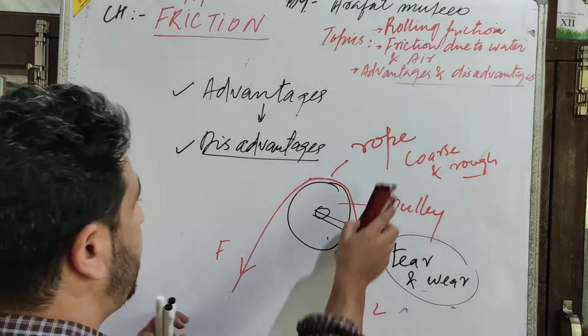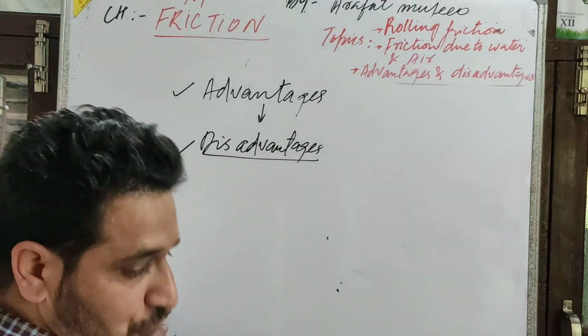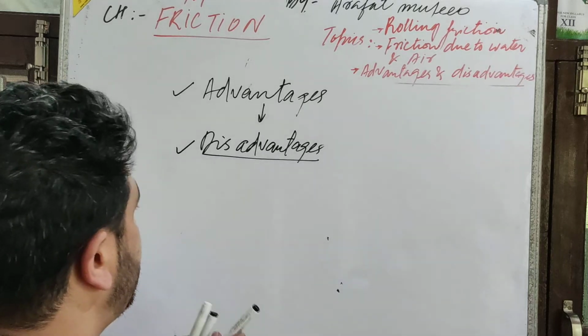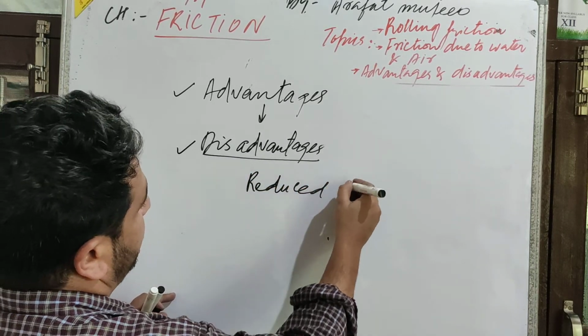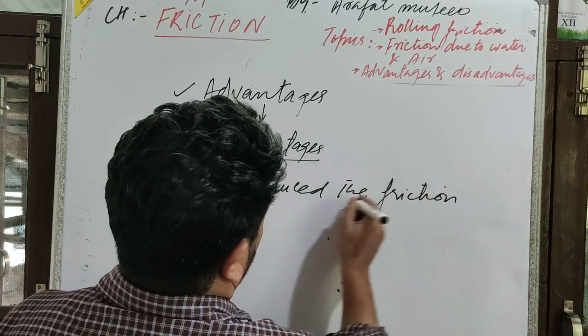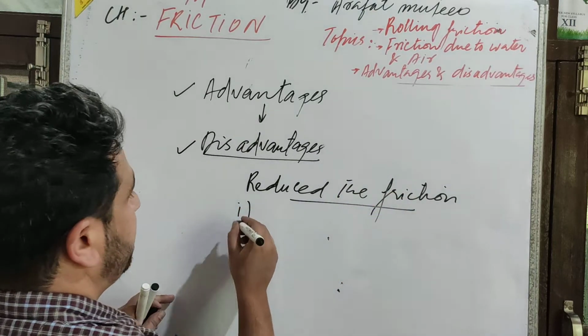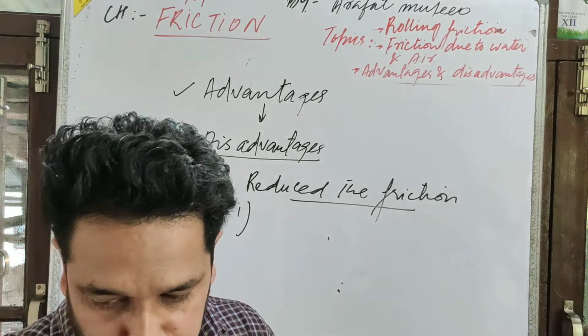Before this, let me also tell you. Now, if there are disadvantages associated with friction, how can we reduce it? How can we reduce friction? We have some pointers here. What are the ways?